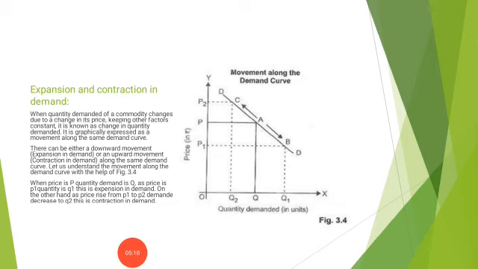As price increases from P1 to P2, quantity demanded for a good decreases from OQ1 to OQ2. This is contraction in demand. Expansion and contraction in demand take place as movement along the same demand curve.